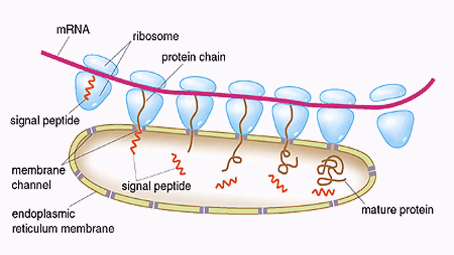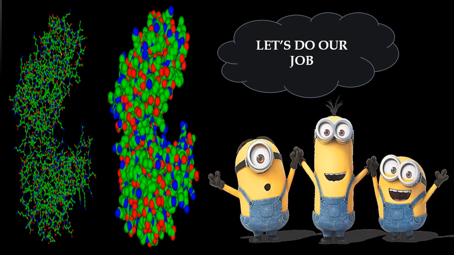Polypeptide synthesis always begins in the cytosol. Synthesis finishes in the cytosol unless the polypeptide signals the ribosome to attach to the ER. Polypeptides destined for the ER or for secretion are marked by a signal peptide. Now, proteins are ready to do their job.